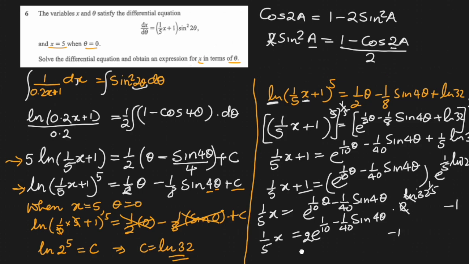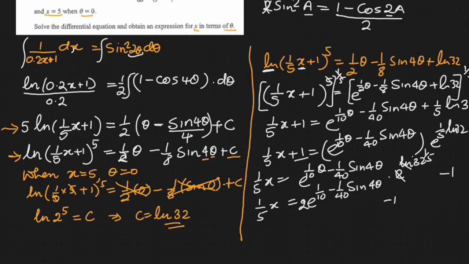And final answer should be this. This 5 will also go, so that my x is left alone. So x will be equal to 5 multiplied with 2, we get 10. E to the power 1 over 10 minus 1 over 10 theta minus 1 over 40 sine 4 theta minus 5, because this 5 will multiply with this 2 as well as minus 1. They are subtracting, so both of them should be there, and this is our final answer.